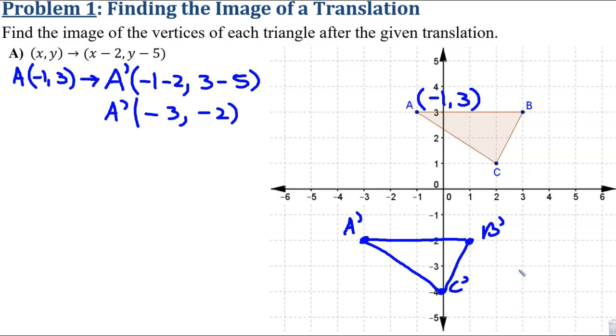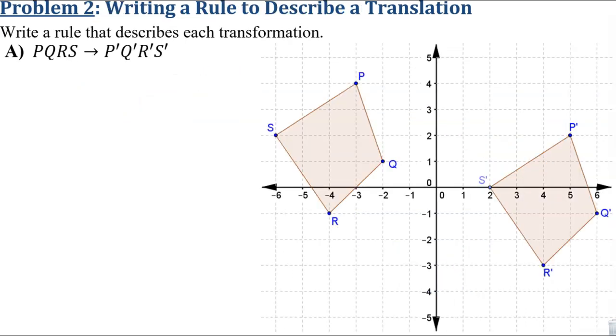And when a translation happens, you should end up with 2 congruent figures. Okay, these 2 triangles should have the same angles, should have the same side lengths. So if you actually distorted that triangle with a translation, you know you did something wrong.